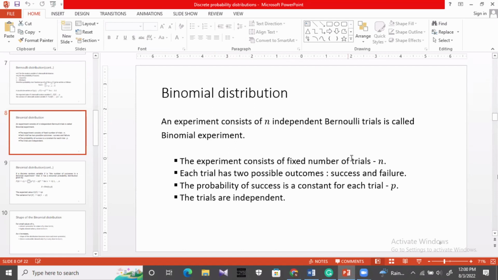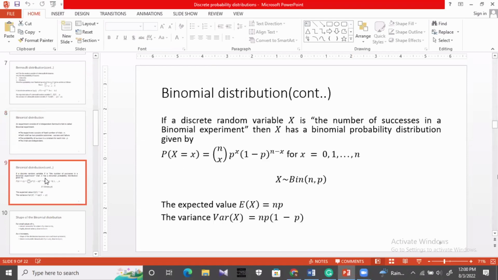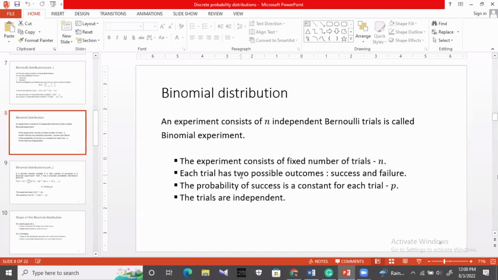The experiment consists of a fixed number of trials n, with the same properties as in Bernoulli. The only difference is that in Bernoulli we had only one trial, but in binomial there are n fixed trials. That n can be 1, 2, 3, 4, 5 or any positive integer value.